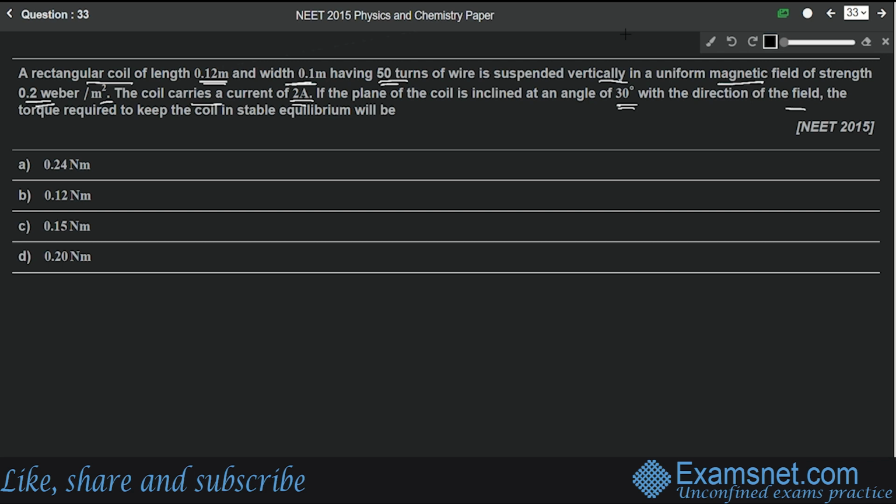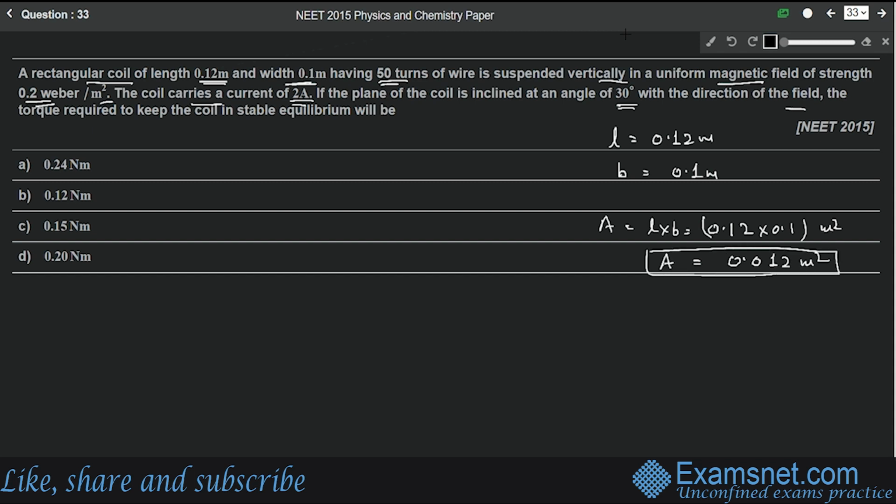Okay. So the length of the coil is 0.12 meter and the width or the breadth is equal to 0.1 meter, right? So what will be the area? It will be length into breadth, that means 0.12 into 0.1 meter square. So the area will come out to be 0.012 meter square. This is the area. What else is given? Number of turns is 50, so N is equal to 50. Then the magnetic field B is given as 0.2 Weber per meter square. And the current I is given as 2 ampere.